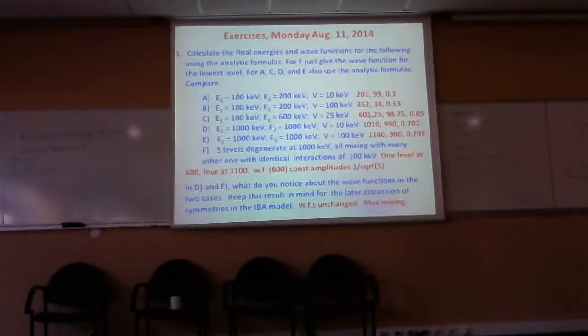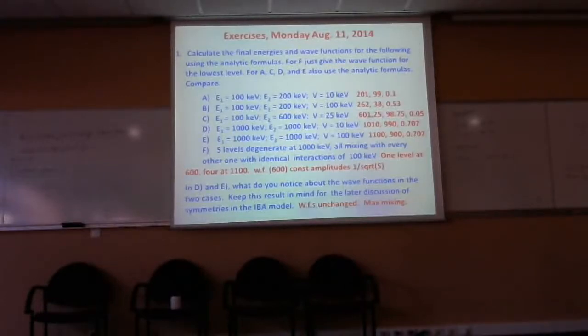Here are two degenerate levels with a 10 kilovolt mixing matrix element, and so the first level moves up 10 and one goes down 10, and the mixing is complete. It's as mixed as they can get. And here, same two initial levels, 100 kilovolt interaction. Now one moves up 100 and one moves down 100, and same mixing.